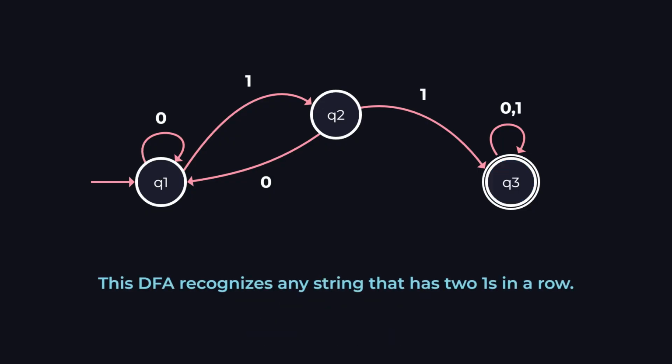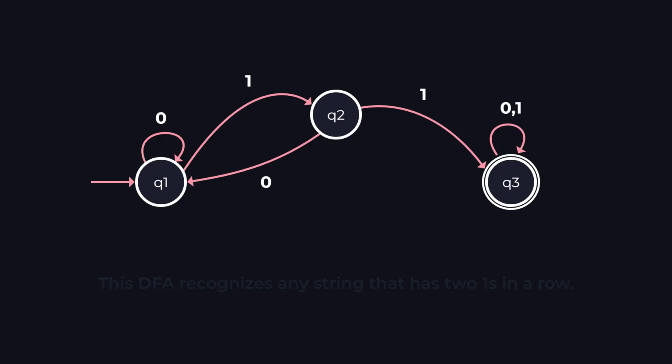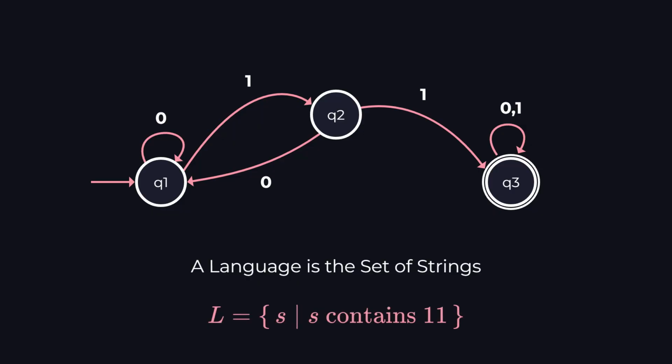And even though this DFA has only three states, it can recognize any string that has two ones in a row. And there are infinitely many such strings. Take a moment to digest that. Every string that this DFA accepts is part of its language. What is a language? It is just a set of strings. So, the language that this DFA recognizes can be described as the set of strings that contain two ones in a row.